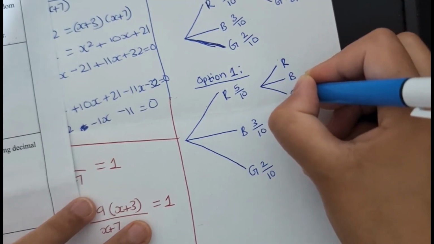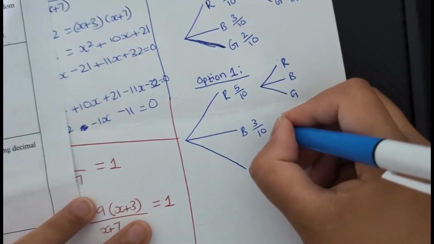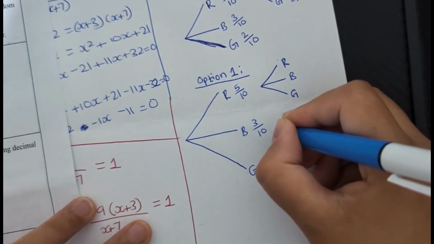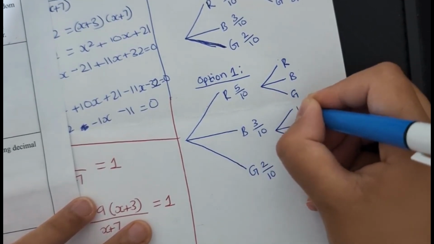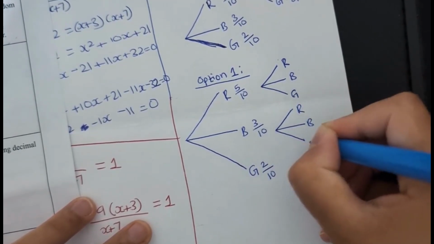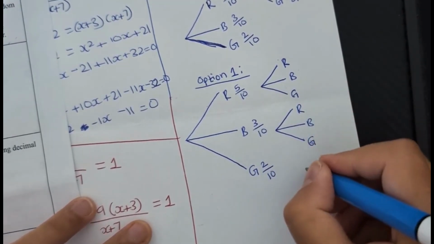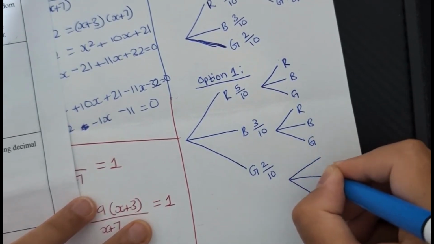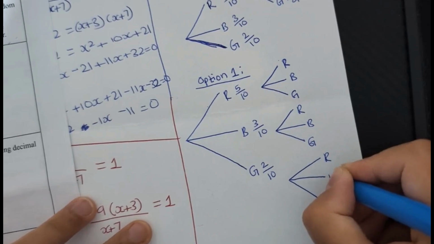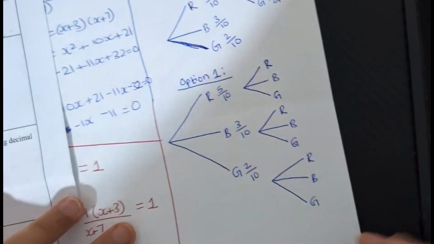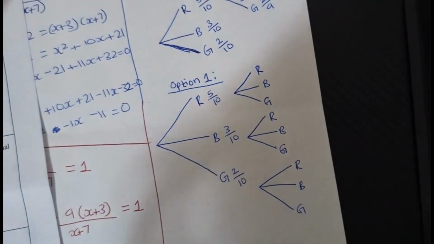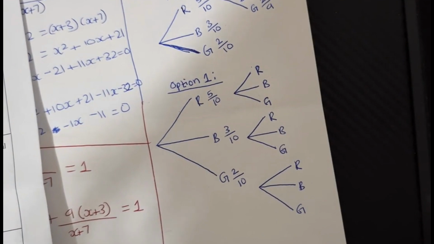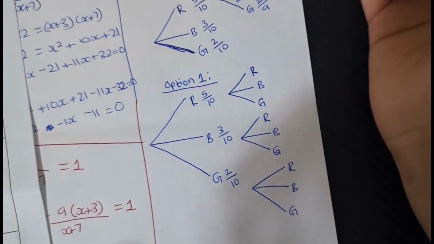B, G, another 3 branches coming from here, B, G, and then another 3 coming out from the G one. R, B, G. Okay, so they don't usually give you 3 colors, but here we are with the 3, which is why it's very long to draw that tree diagram. Okay, who is with me so far?